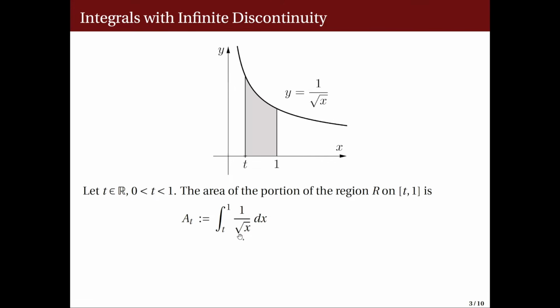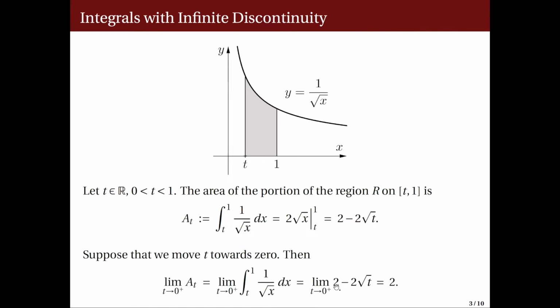And because the function is continuous on this interval, we can use the second fundamental theorem of calculus. That is, we find an antiderivative, which in this case is 2 times the square root of x, and we evaluate from t to 1. So we get 2 minus 2 times the square root of t. Now, to get the area of the entire region R, we let this t move towards 0 from the right of 0. That is the same as taking the limit as t goes to 0 from the right.